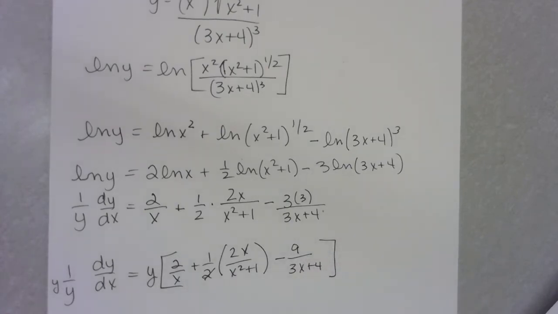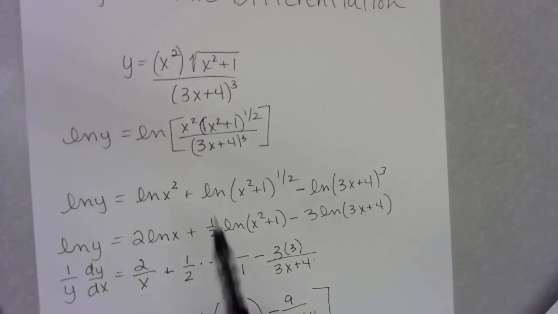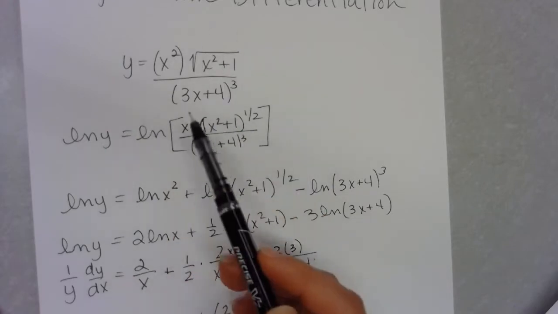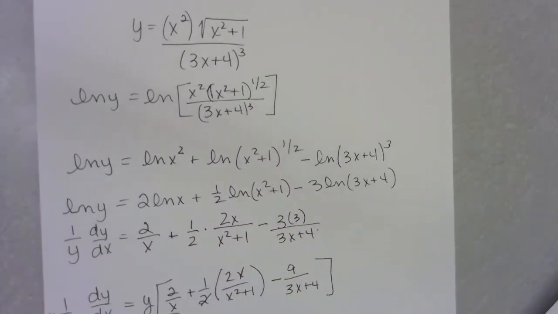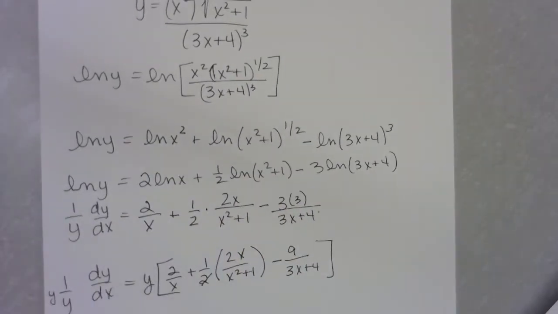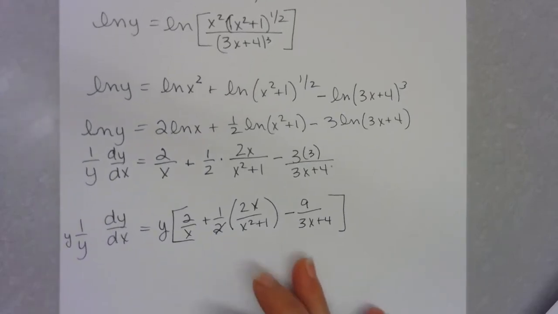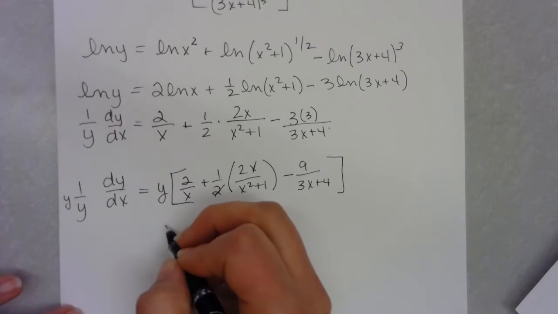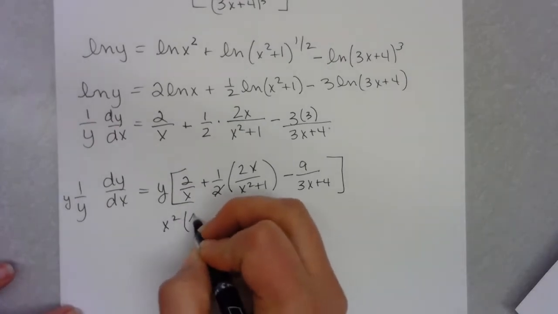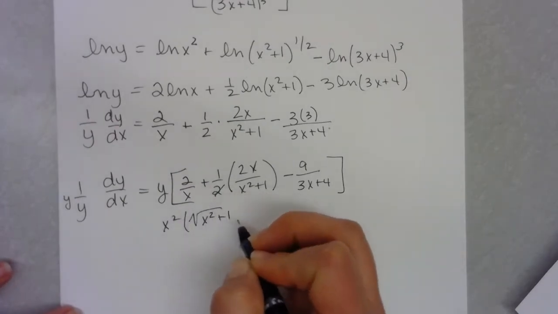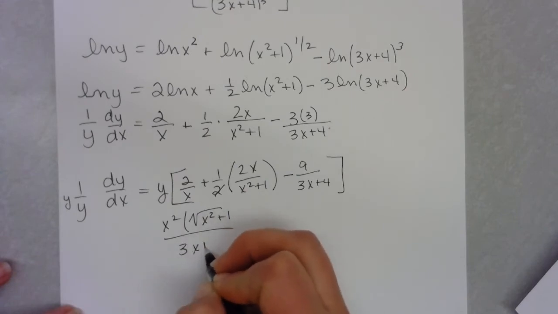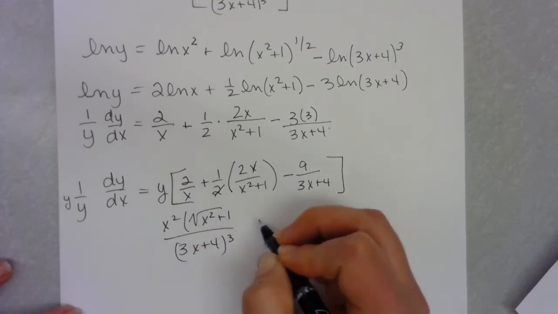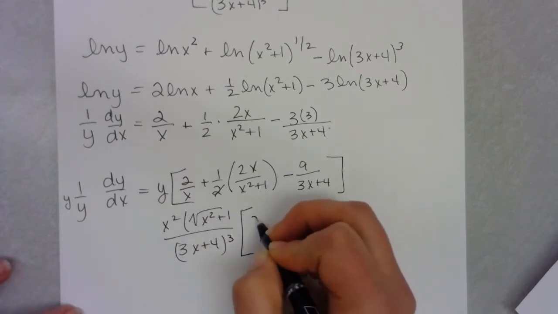All right, now we only want this in terms of x. We have this y in here, but we already know what y is. So we just replace y with that thing. I'll just copy it down here. So y is, just rewriting what's up above, I'm not doing anything to it, x squared times the square root of x squared plus 1 over (3x plus 4) cubed, and then this is times this stuff.